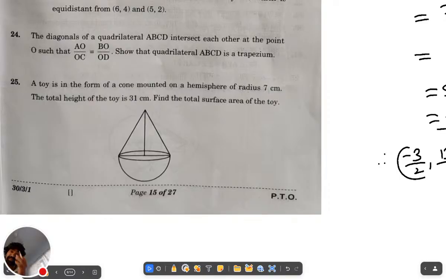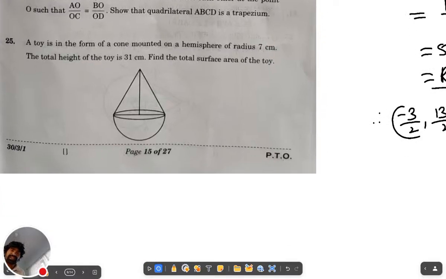Yeah, question number 24. The diagonals of quadrilateral ABCD intersect each other at the point O such that AO by OC is equal to BO by OD. Show that quadrilateral ABCD is a trapezium. So what is given: diagonals of quadrilateral ABCD intersect each other at point O.